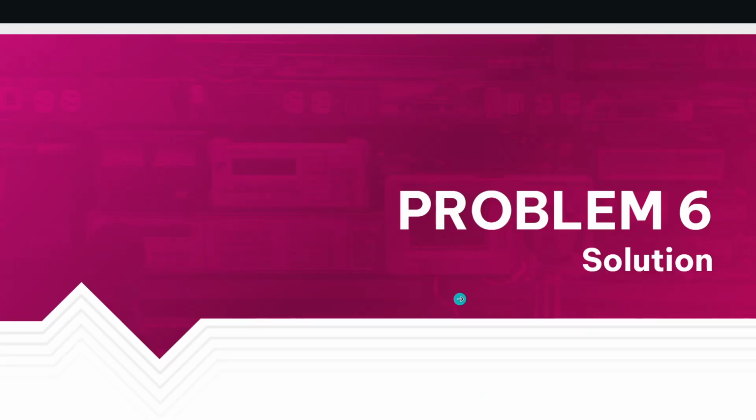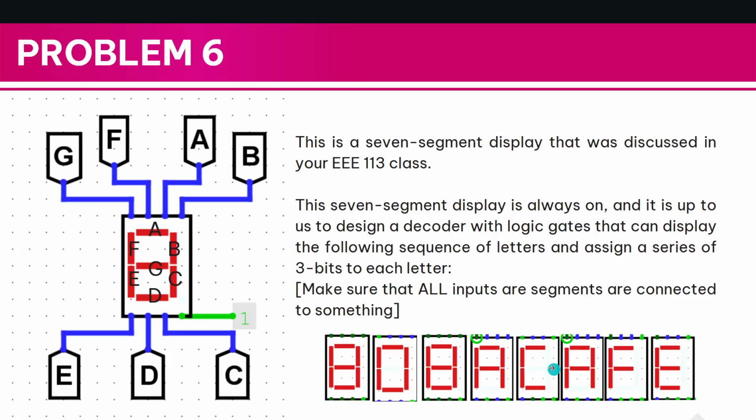So we want to, of course, spell this out, and we already have multiple letters that are the same, such as the B and then the A. So what we're going to focus on making is this B, this O, this A, this C, this F, and E. For this problem, we want to have all the inputs connected to something. We don't want any blue lines here.